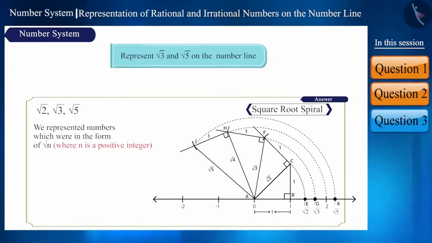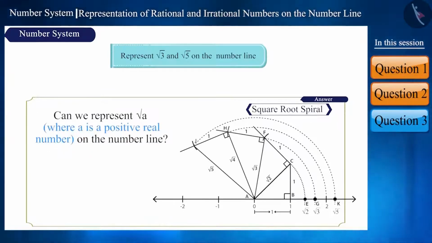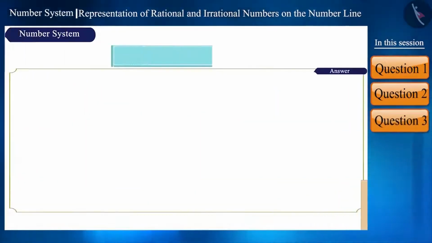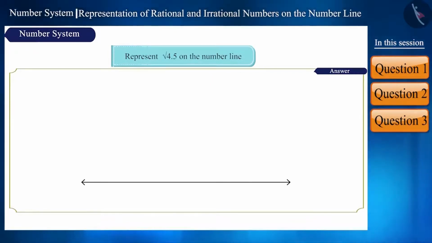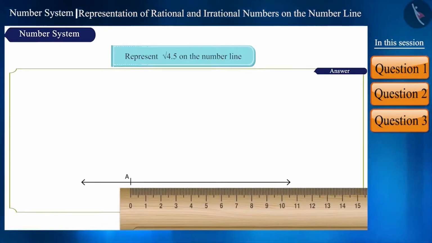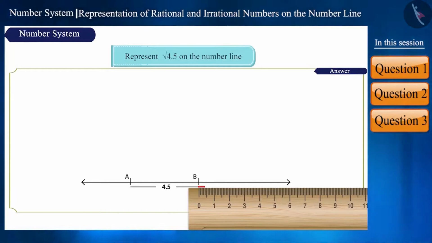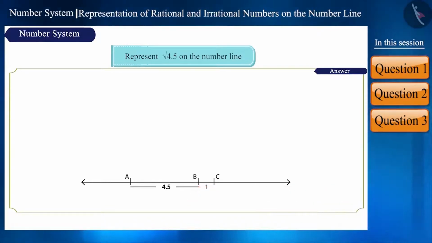Friends, till now we represented numbers which were in the form of root n, where n is a positive integer. But can we represent root a, where a is a positive real number on the number line? Yes, we can. Let's take an example for the same. Represent root 4.5 on the number line. Let's see how to do the same. On a line, take point A and B such that the distance between points A and B is 4.5 units. Now, from point B at a distance of 1 unit, mark a point C on the number line.